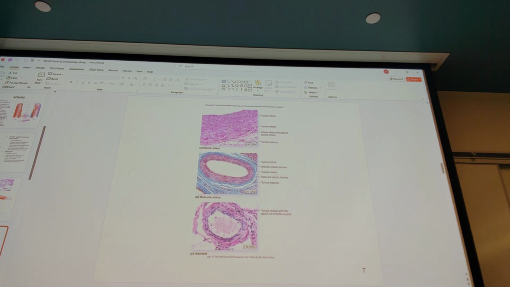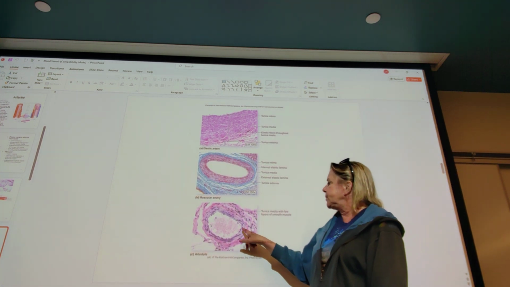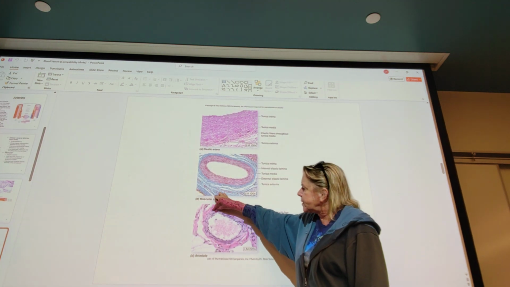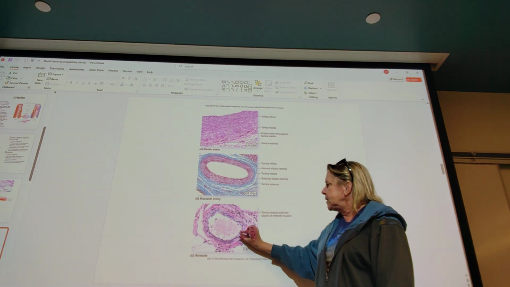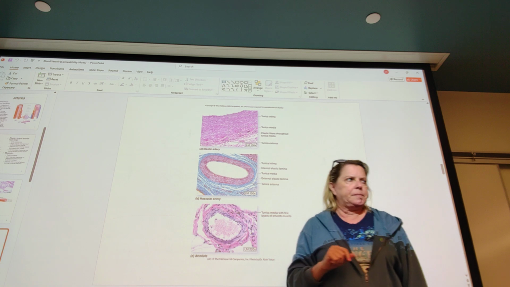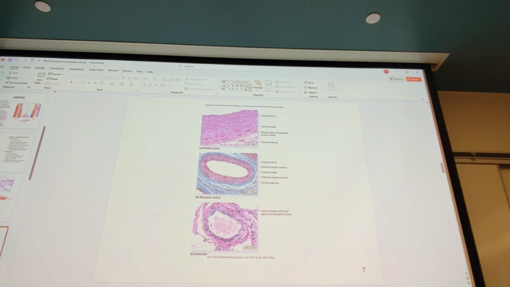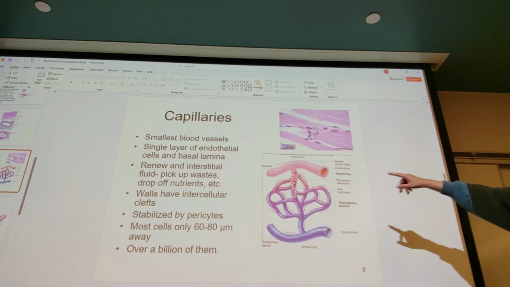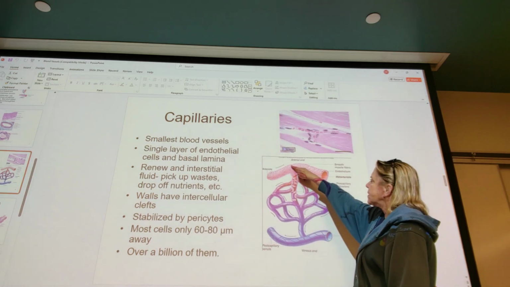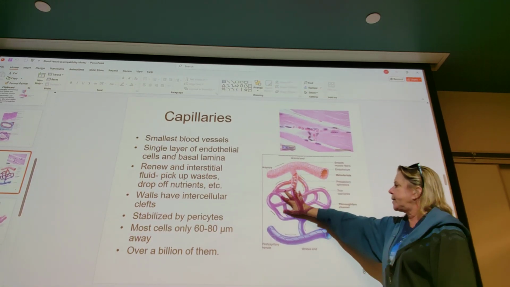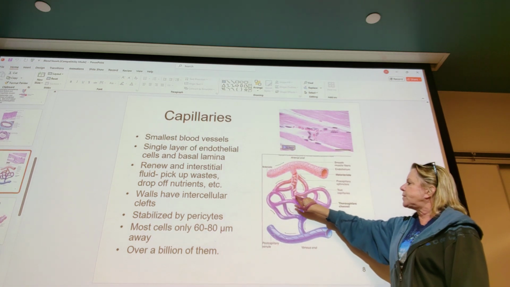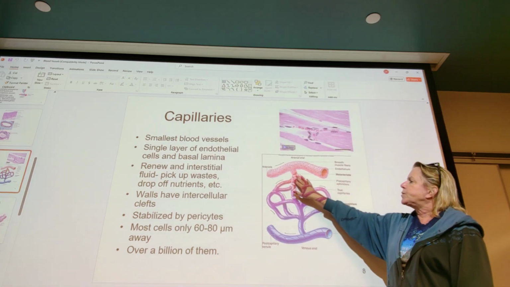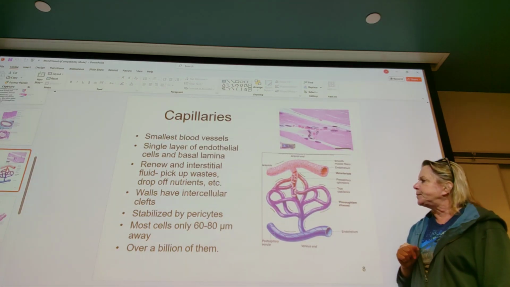Down at the very bottom, we see an arteriole. Here's the tunica intima, and here is the thickness of the tunica media, and then lastly we have the tunica adventitia. Here is the arteriole. Here is the metarteriole leading to a capillary bed. These bands of smooth muscle that are coiling around, they kind of look like slugs. Those are called precapillary sphincters.